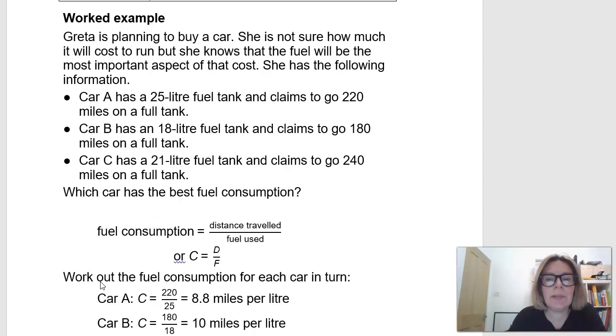So Greta is planning to buy a car. She's not sure how much it will cost to run, but she knows that the fuel will be the most important aspect of that cost. And she's got the following information. So she's looking at 3 cars, A, B and C.